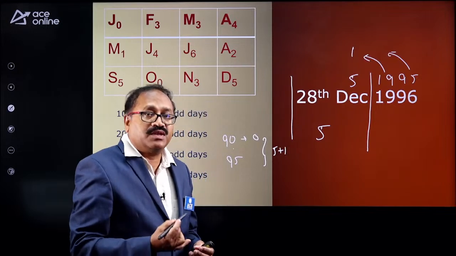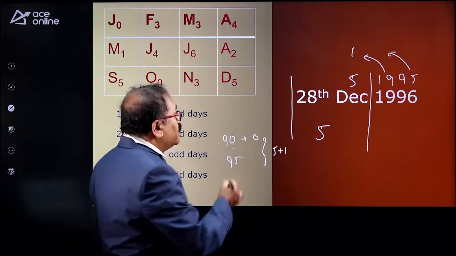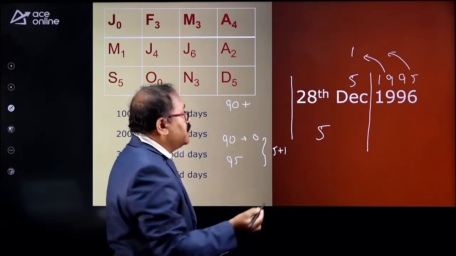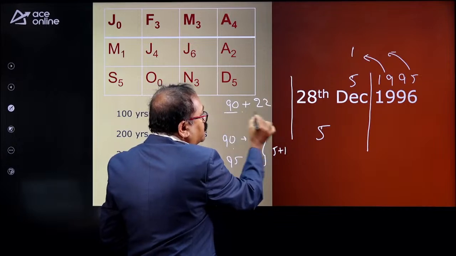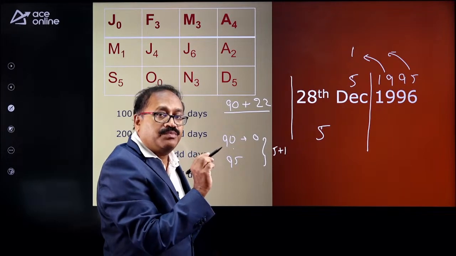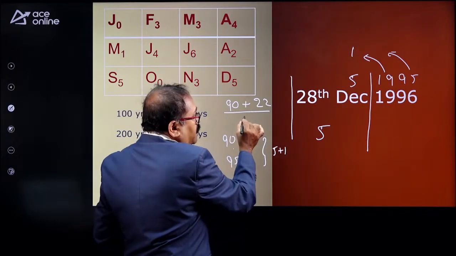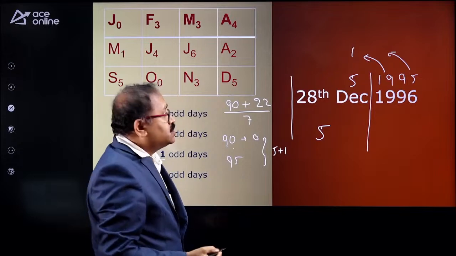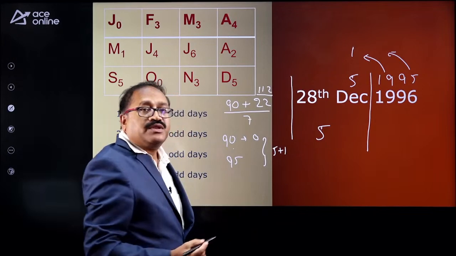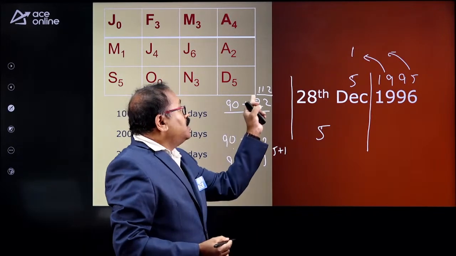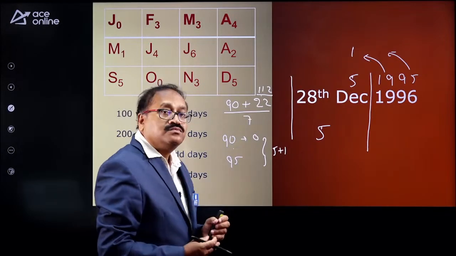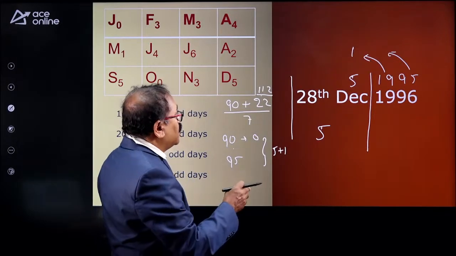Suppose you don't know that 90 years is 0 odd days. What I can do here is 90 plus the number of leap years in it. Divide this 90 by 4, and the quotient is your number of leap years. That is 22. And divided by 7, so you know how to find it out. This is 112 divided by 7. 7 times 16 is 112, so 0 odd days. I repeat this part.